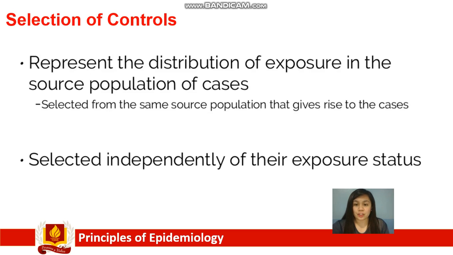Next is the selection of controls. It represents the distribution of exposure in the source population of cases, where they are selected from the same source population that gives rise to the cases. And they are also selected independently of their exposure status.